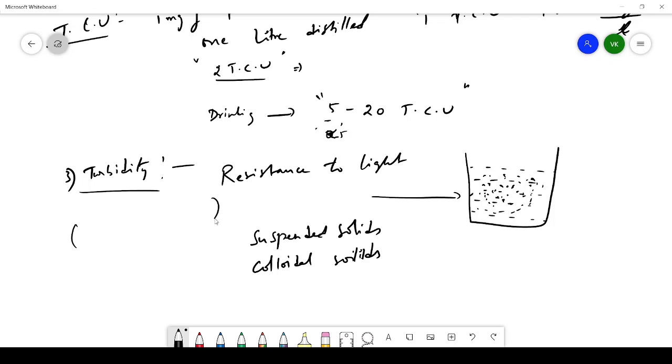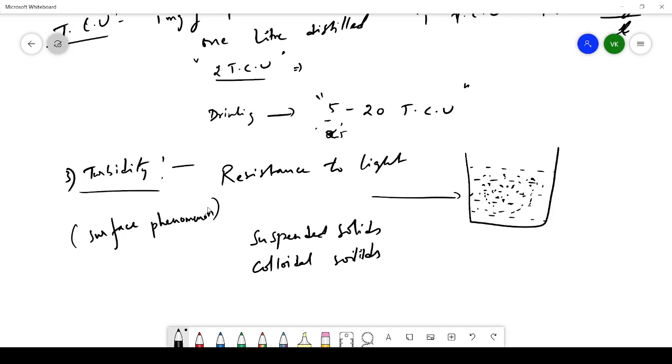Turbidity is a surface phenomenon. It has nothing to do with the weight of the particle. At the same time, the particle must have some surface area. Since it is a surface phenomenon, the particle must have some surface. Then only it can resist the light.